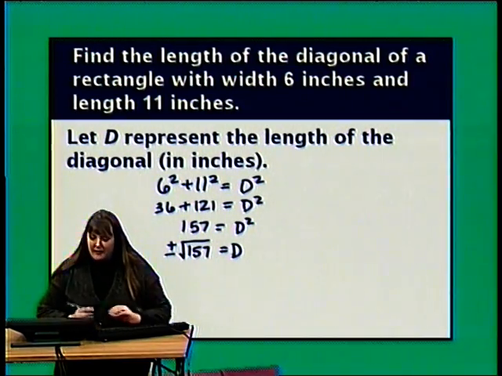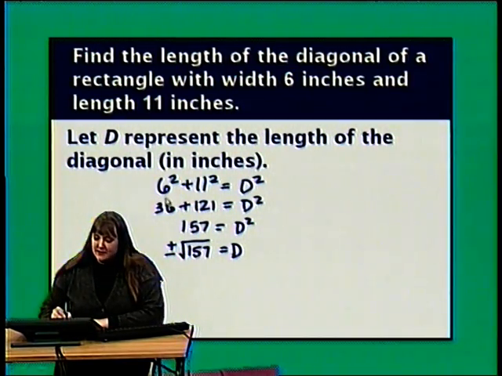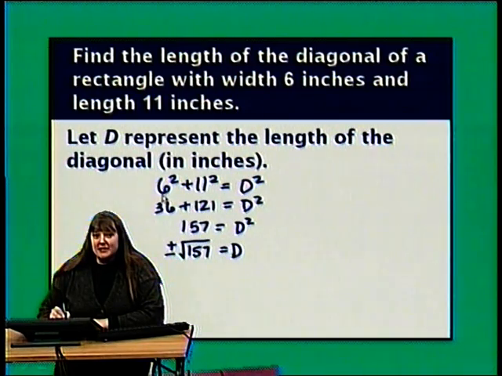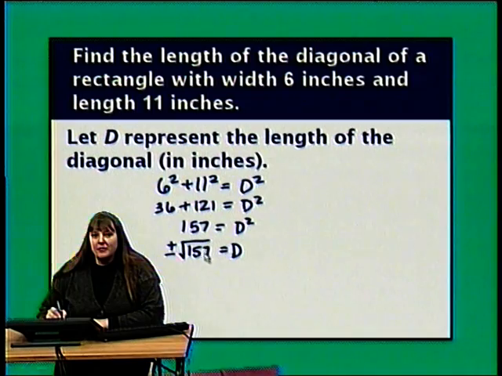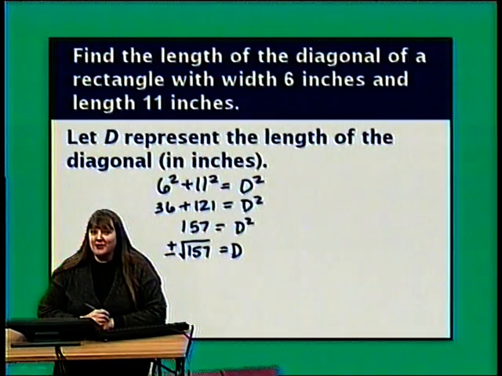So we already figured out that the sides of the rectangle, when we square them, 6 squared plus 11 squared, and add them together, add to 157. Well, we're choosing d equals the positive square root of 157, and when we square the square root of 157, indeed, we get 157. So this checks. So now I can go ahead and write my conclusion.